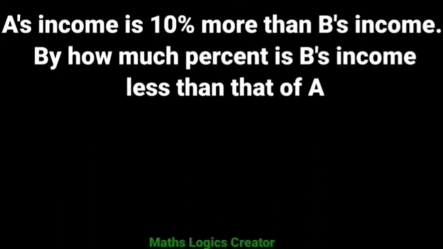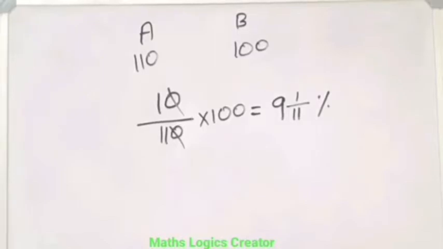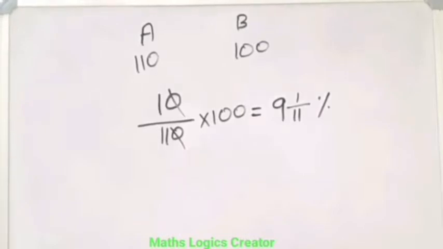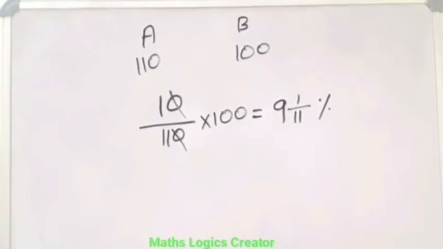So let's see the solution for this. A's income is 10% more than B's income, so A is 110 and B is 100. The difference between 100 and 110 is 10. Divided by, since he is asking "less than", we have to take the greater number in the denominator. So 10 by 110 into 100. So the answer is going to be 9 1/11. If you have learned fractions, it will be helpful here. 1 by 11 as a fraction is 9 1/11. We saw fractions and percentage calculations before. Okay, so let's get into the next question.